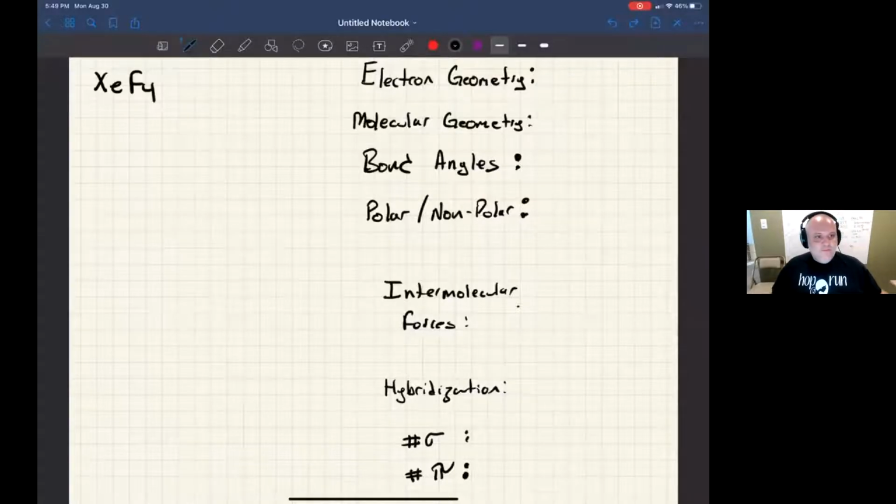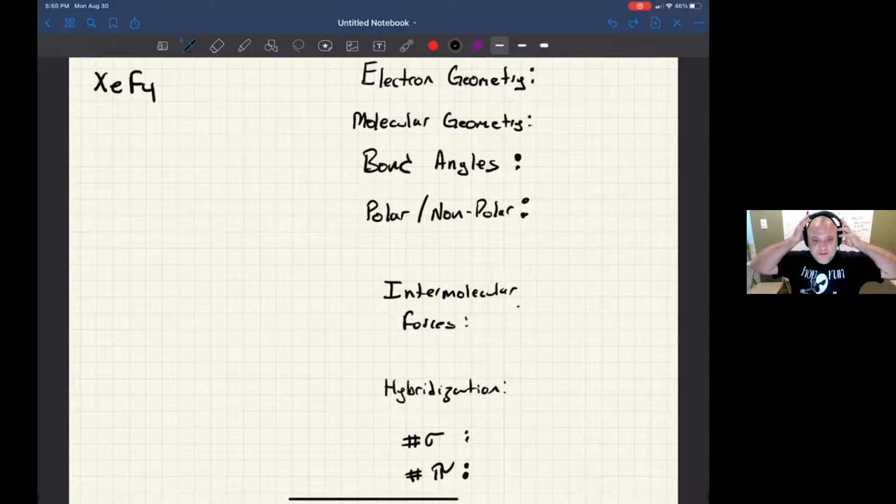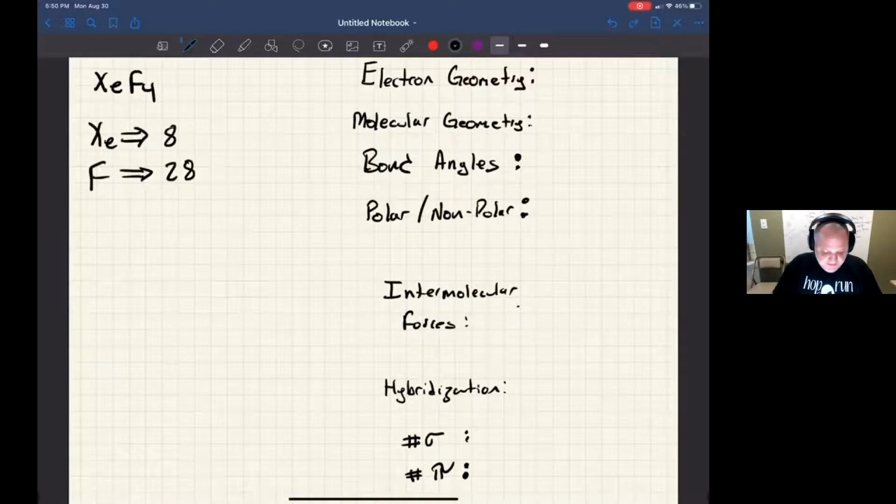Okay, the next one for figuring out Lewis structures and all of this detailed information that goes along with it, these properties of the molecule, would be XeF4. For this one, we would start out again by counting the number of valence electrons. We get 8 from xenon and 28 total from the fluorine. So that's a total of 36 when I add it up.